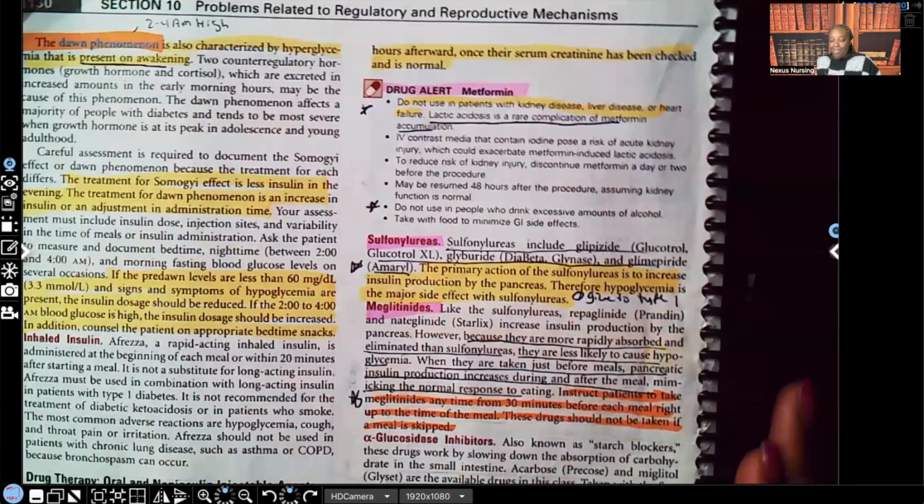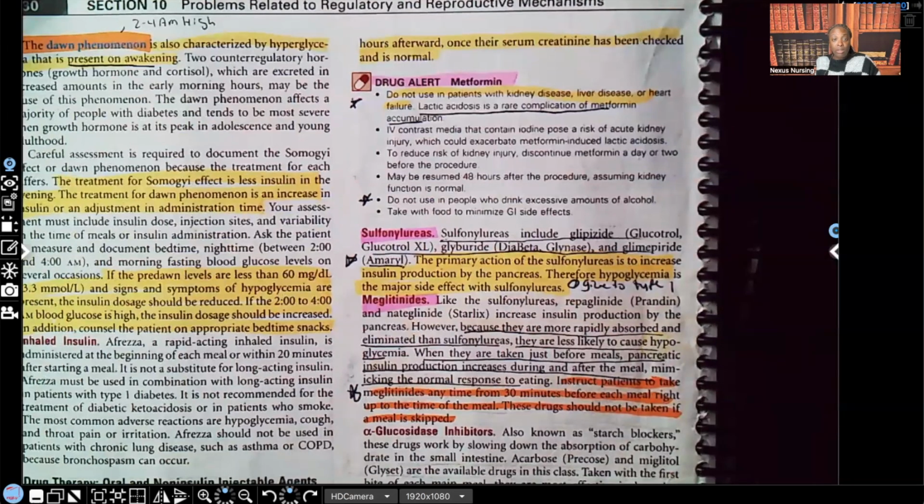Metformin is hard on the liver. Guess what else is hard on the liver? That contrast dye, that medium. So it's very important that that patient is off that metformin for a few days before the surgery and 48 hours after. And then guess what? We're going to do that BUN creatinine.